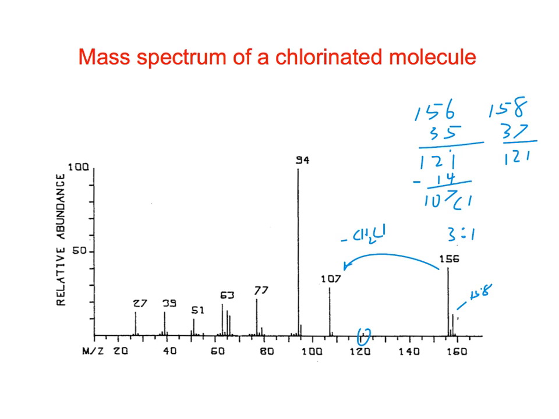The main thing here, though, is that by looking at this molecular ion, we see the 3-to-1 ratio that sets off the bells in our head: oh, there's chlorine. Could we do a CH2Cl loss for 94, and that's how you could build a molecule? Well, maybe, yeah. We'll talk about the fragmentation in a little bit.